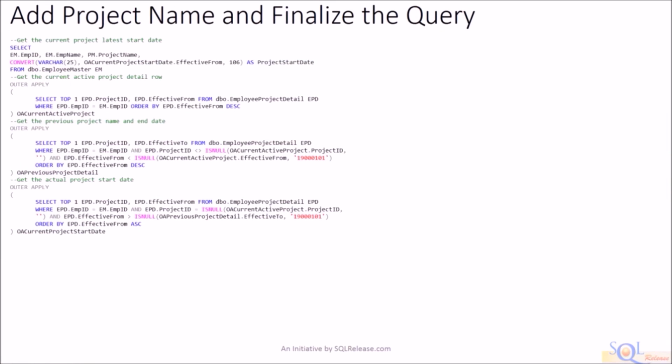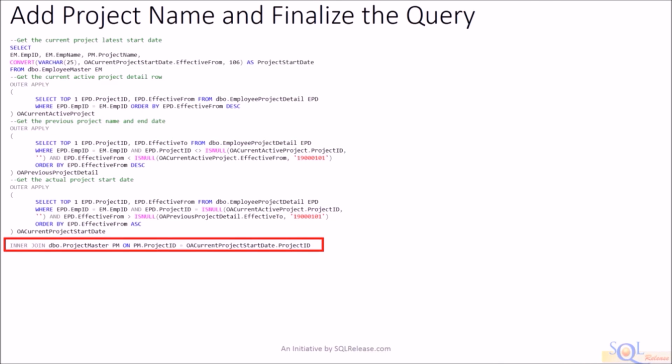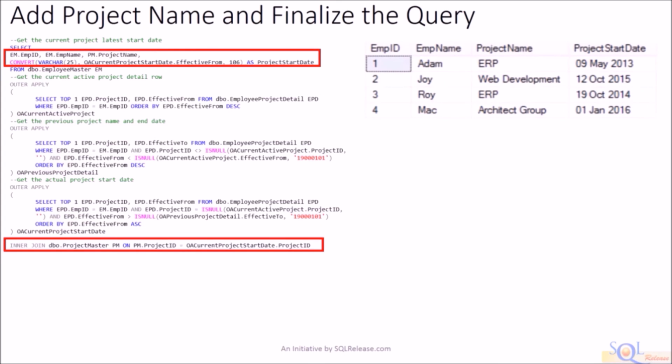This is our query so far. Now to add the project name in the output, we can use an inner join on the project master table as this. Also, we have removed the star from the main select clause and used the column names explicitly there. This will give the required output, which is as this. Let's have a demo in SQL Server now.